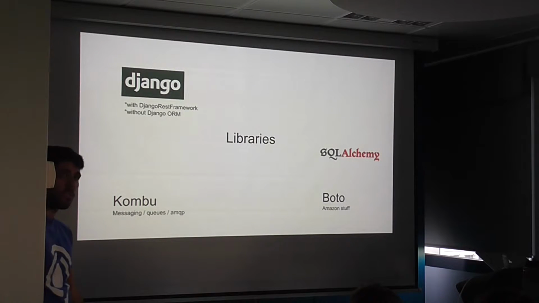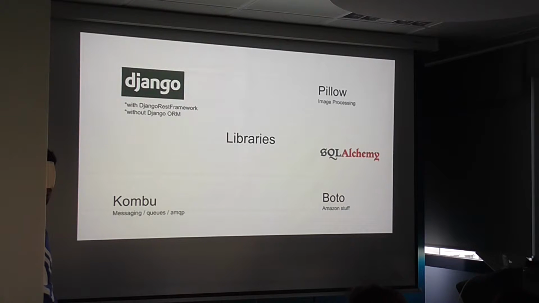Boto, if you do Amazon stuff, you will be using Boto. This is de facto. And Pillow for image processing. It's a fork of a library named PIL. It's actively maintained, and it's really nice.